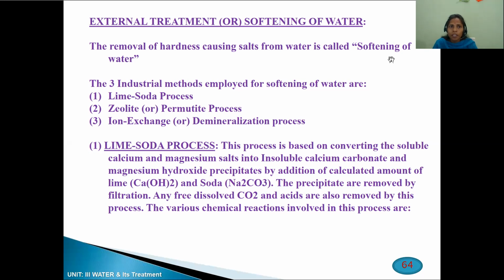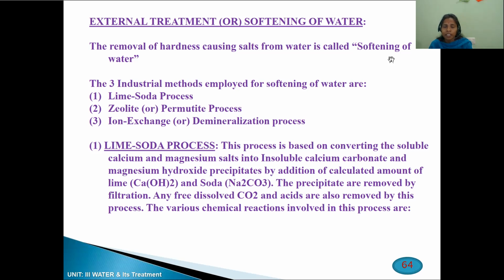The next topic in today's session is the purification technique. Purification technique is nothing but the method which purifies hard water. That means we can convert hard water to soft water by using purification techniques. We have two types of purification technique: one is called the external treatment and the other is called the internal treatment.